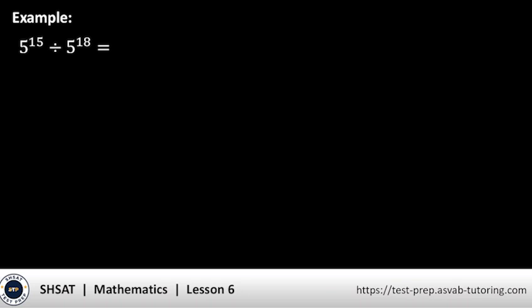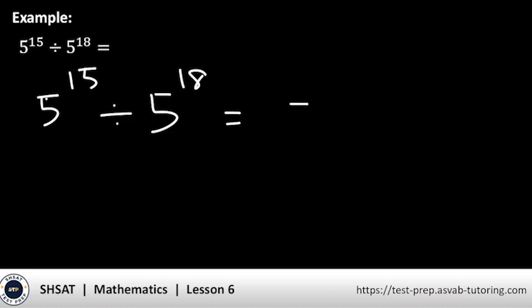Okay, so if you did get that correctly, we have the bases the same, 5 and 5, but most definitely the powers are different. But even if they weren't different, it really does not matter. So what we do here is we do subtraction. We do 15 minus 18, which gives us 5 to the power of negative 3.